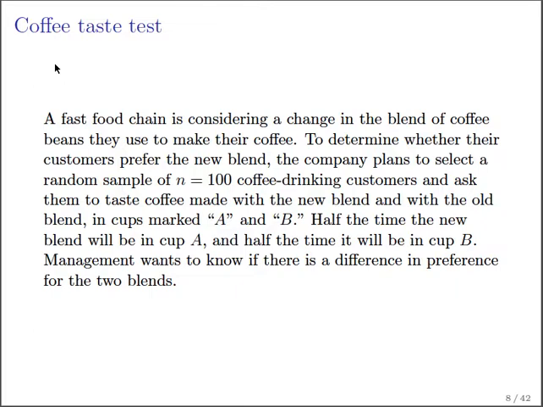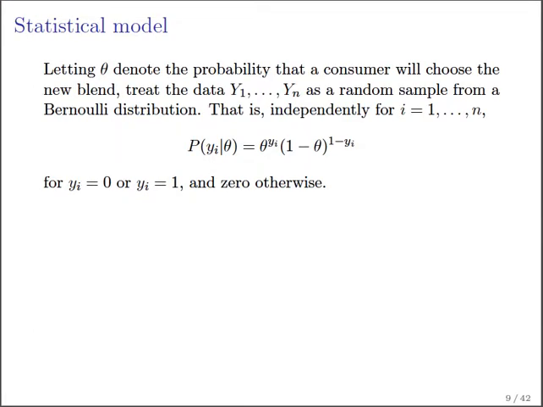And of course, half the time the new blend will be in cup A and half the time it will be in cup B, and the people administering the test aren't going to know which one. Management wants to know if there's a difference in preference for the two blends. This is a fairly standard taste test. Here's a statistical model for it. Let theta denote the probability that a randomly chosen consumer will choose the new blend.